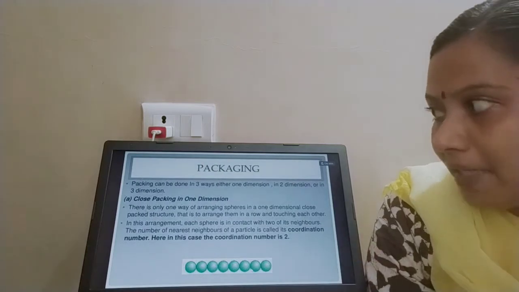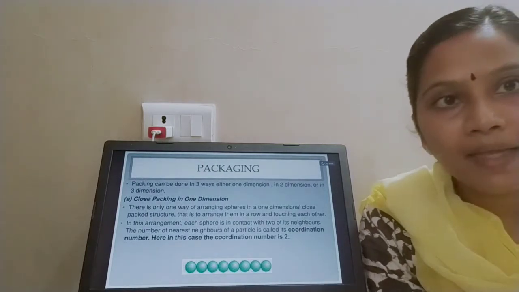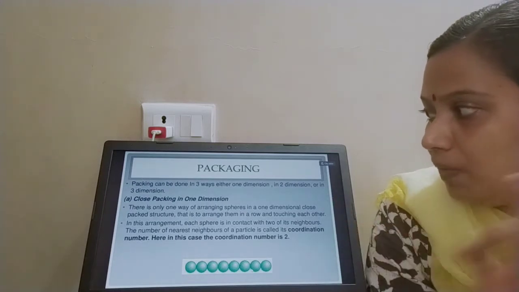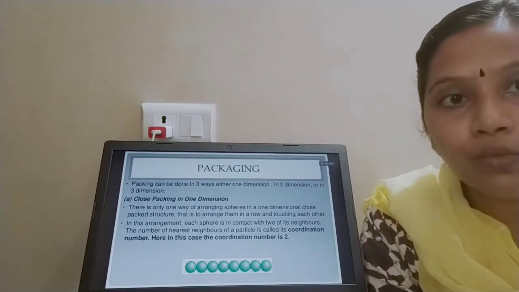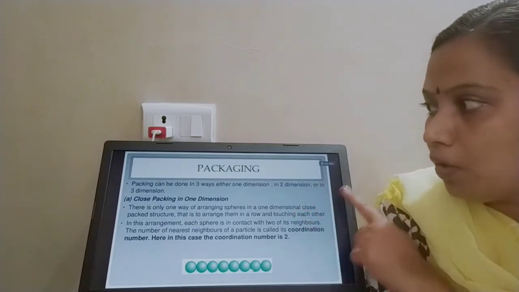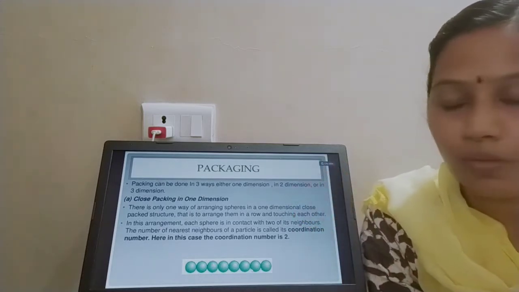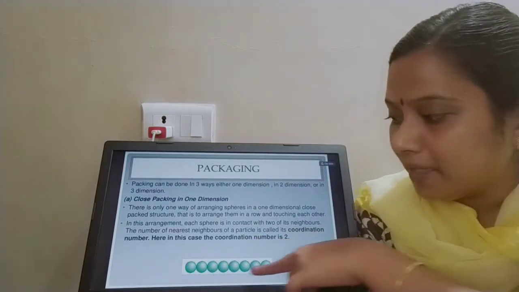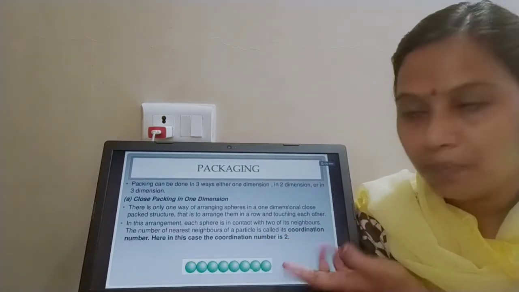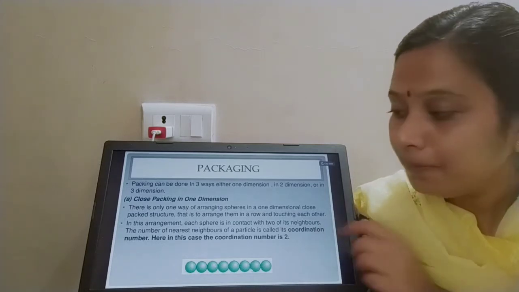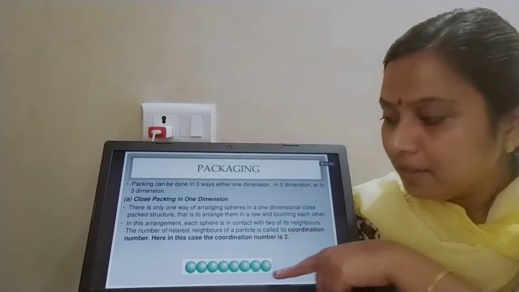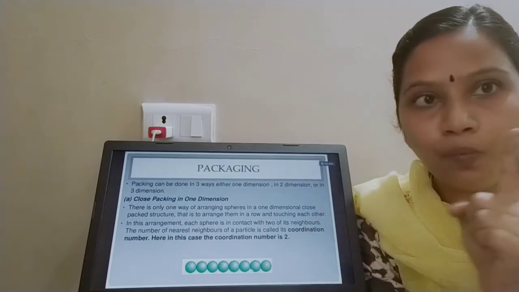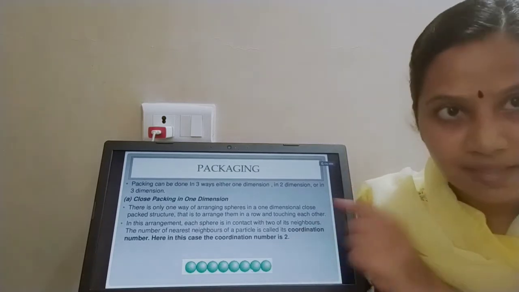Next is packing. See how to pack the atoms in these unit cells. Packing can be done in 3 ways. You can do the packing in 1 dimension, 2 dimensions or 3 dimensions. The first one we are going to see is close packing in 1 dimension. From this picture you are able to get a clear idea. I am going to pack the unit cell in such a way that it is done in 1 dimension. Let us see the theory.